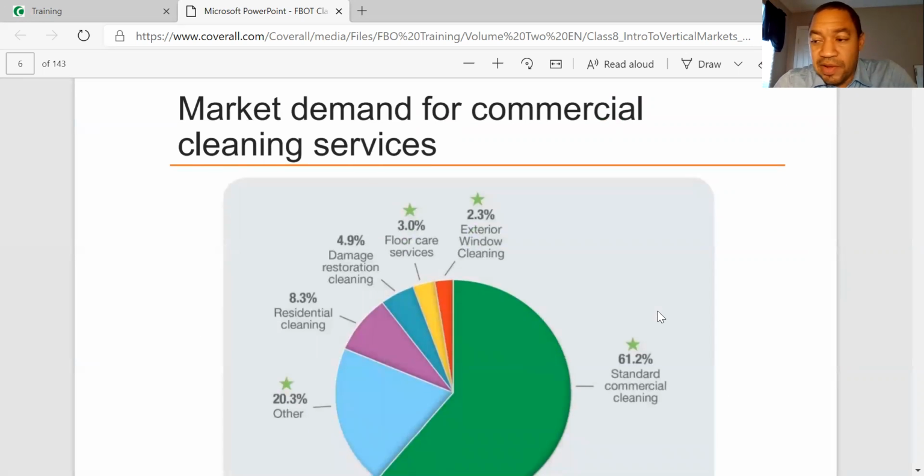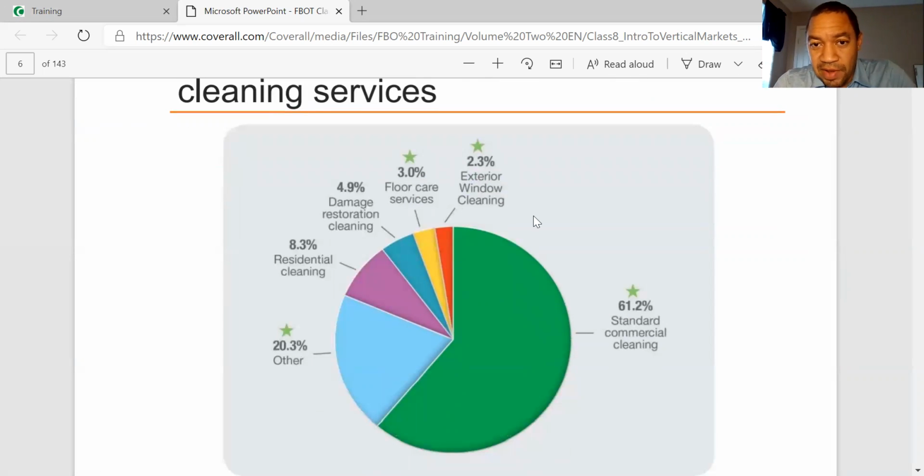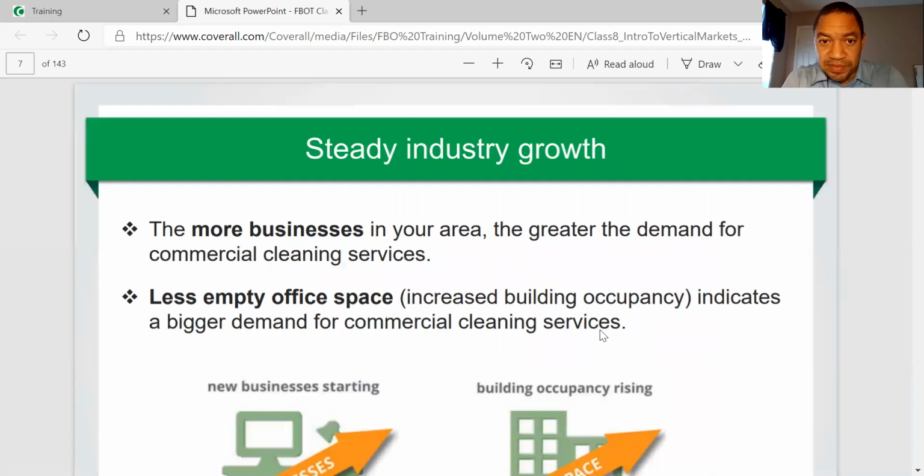All right, so the market demand for commercial cleaning is here. This is a little pie chart to give you an idea. The smallest piece of the pie can be the exterior window cleaning. This is the easiest way to get into doing special services. The next one is floor care services and damage restoration. Residential cleaning makes up about 8.3. 20% is other, and then 61, the big piece of the pie, is your standard commercial cleaning, and that's typically what you're going to be focusing on in this particular portion.